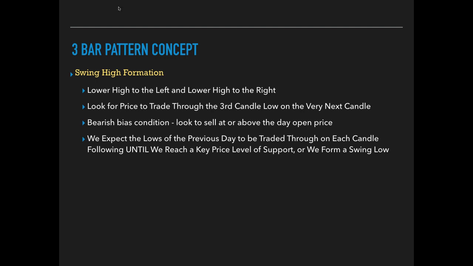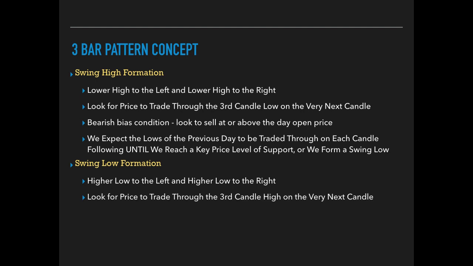Conversely, a swing low formation is basically the opposite of the swing high. So what we're looking for is a candle to form a low. We're going to have a higher low to the left and a higher low to the right, and that'll be our swing low formation. Then we're going to look for price to trade through the third candle's high on the very next candle, and that will give us a bullish bias condition.